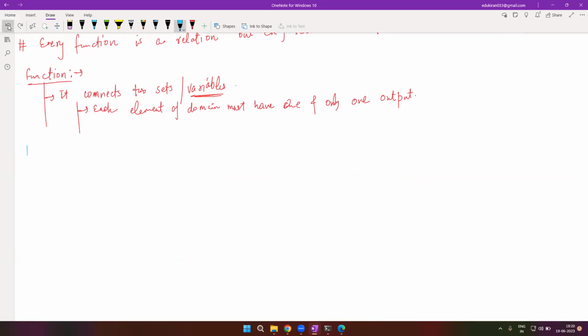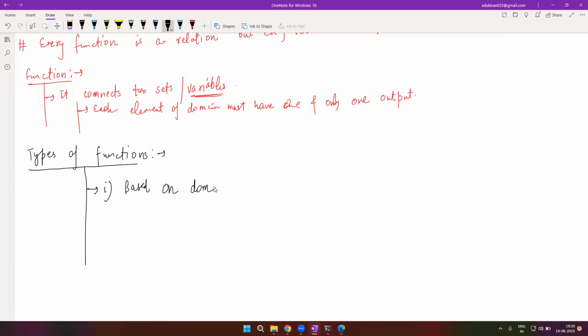Types of function. Now, functions can be divided broadly into two categories. First, based on the domain. And second, based on range.